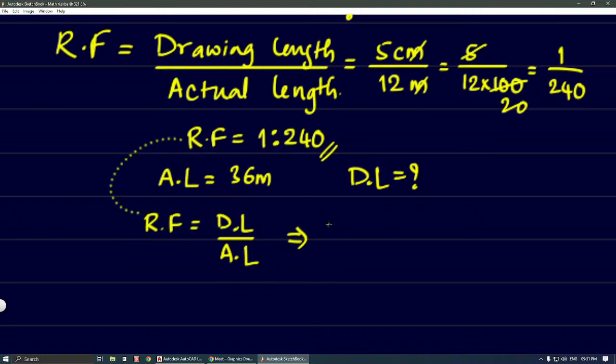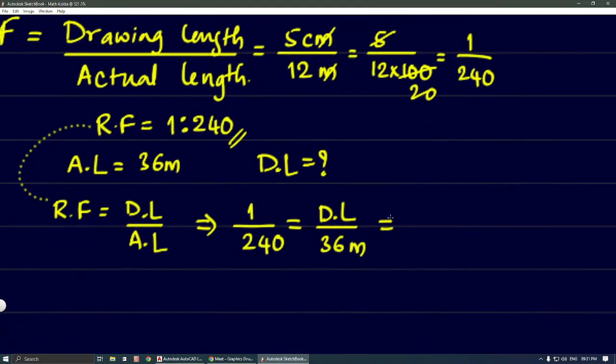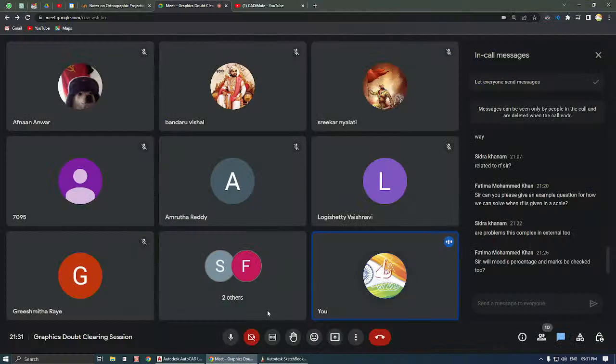When we substitute the RF value, we get 1 by 240. That's equal to drawing length, that is DL, divided by AL, that is actual length. Actual length is given as 36 meters. So this implies that the drawing length, what will happen? This will cross multiply now. So 36 meters divided by 240. If you simplify with the calculator, you will get the answer.